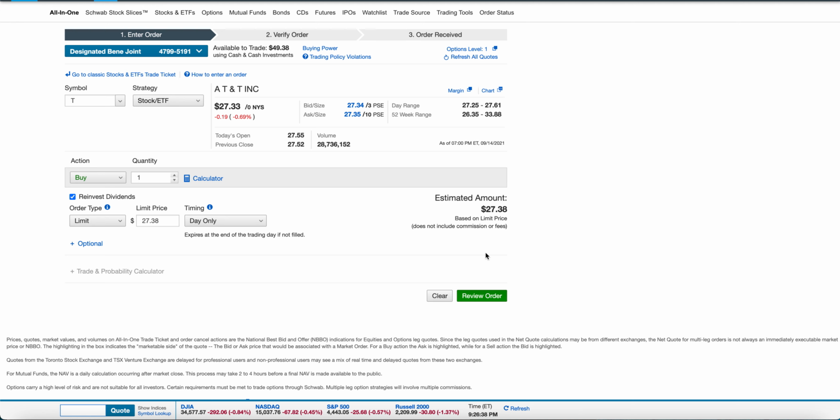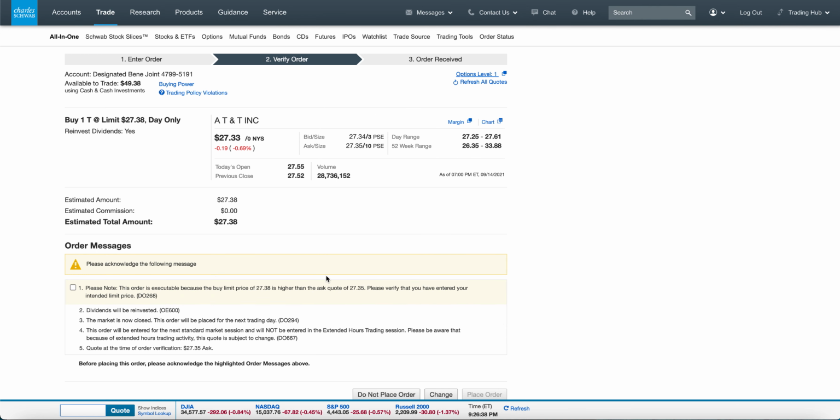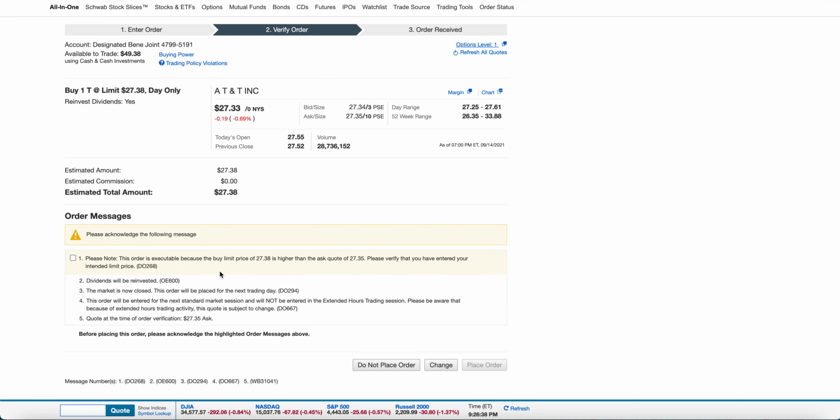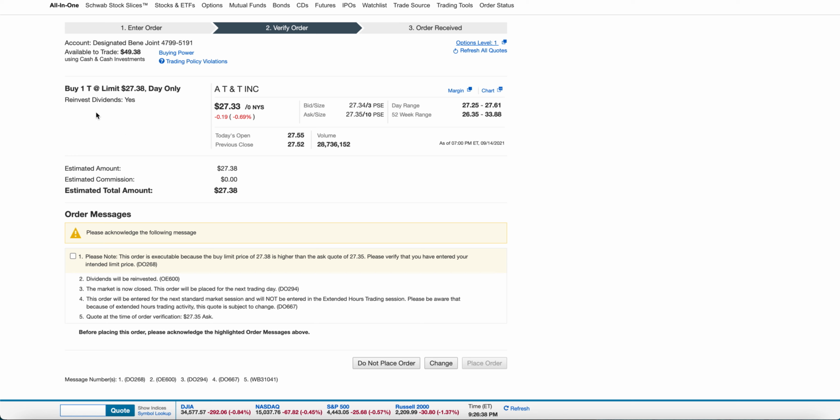You click on, so it tells you based on this one share, that's the price I named. That's how much I'm expected to pay. You click on review order. It's showing you here, you're looking to buy 1 share of AT&T stock. It's T, their symbol is T. 1 share of T at this price, that's my limit price, today only. Reinvest dividends, yes. Here's the company, the different information we saw earlier.